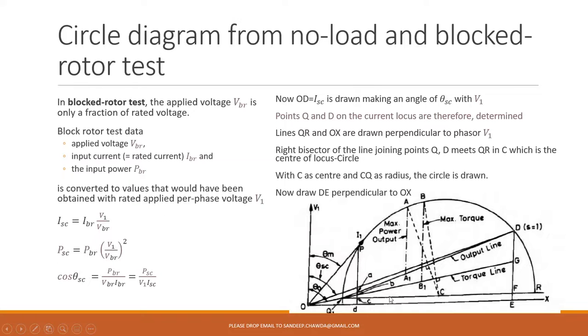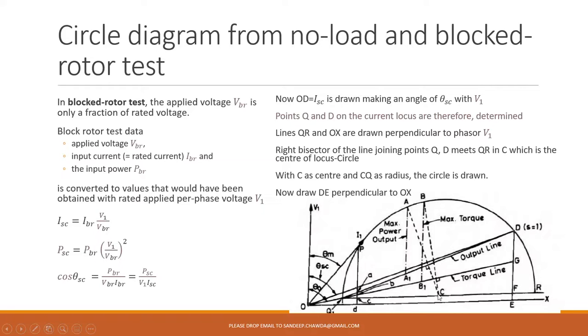Once you have the center, you can take either CR or CQ as the radius and draw the circle. Both points, Q and D, must lie on that circle. Before that, let us recap how we identified the center C. We have V1, the line QD, and the horizontal axes OX and QR, perpendicular to V1. Then we determined the bisector of the line QD, and where it meets the line gives the center of the circle.